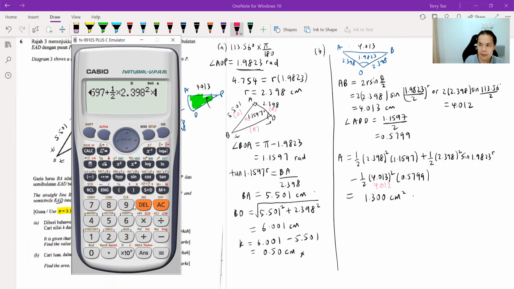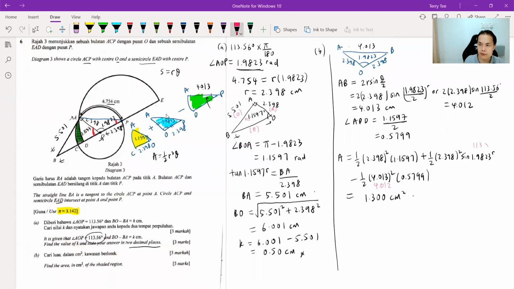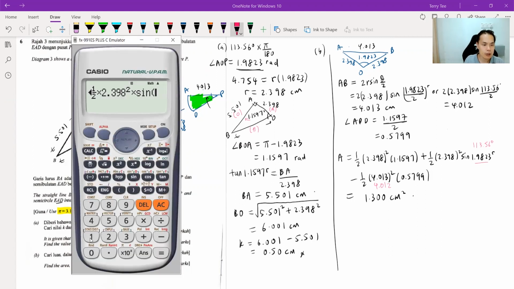2.398 square times sine. Even this sine, instead of using 198.23, we can use 113.56. But if you use 113.56 here, please use your calculator in degree mode. That is in degree mode. So I'm going to use 113.56, and then I minus half. This will be 4.012. Now, this 4.012, you square it, you multiply with 0.5799.